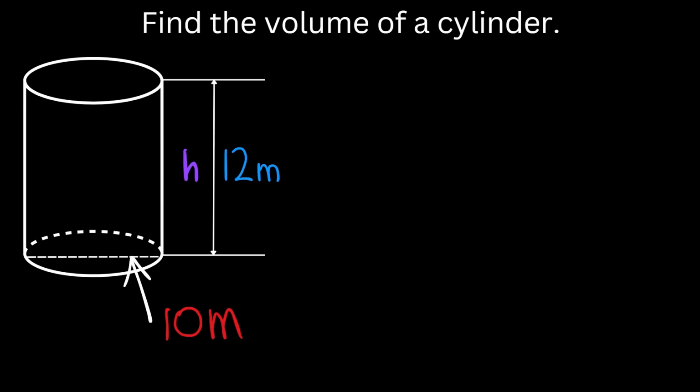Now try this example by yourself. Find the volume of a cylinder. We have 12 meters and 10 meters. First thing you should know is the formula. The volume of a cylinder is pi radius squared times height.